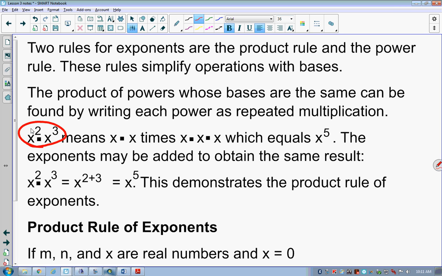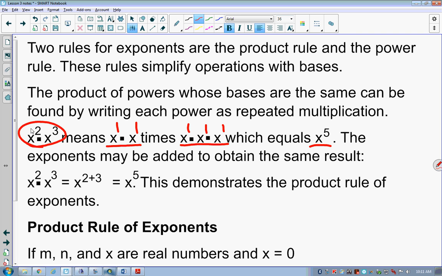The product rule tells me that I take those exponents. Here we see x squared, x times x, and we're going to multiply that by x times x times x. Well, what are the exponents on these x's as we see them in expanded multiplication? 1, 1, 1, 1, 1. How many of them are there? There's 5. So we get x to the 5th, x times itself 5 times.